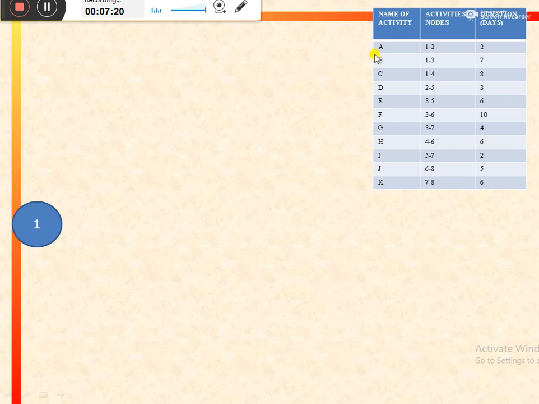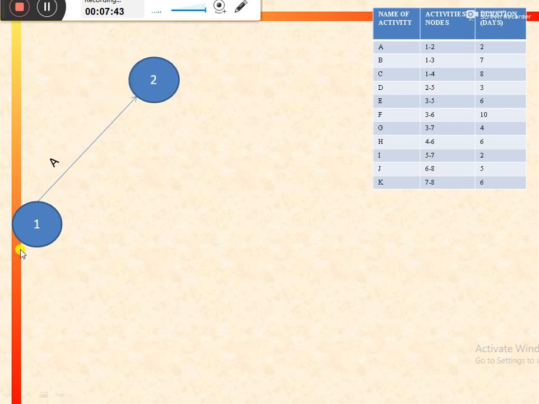As we know that activity A, activity B and activity C are the starting activities of this project, because they are starting from the initial node, or they are starting from node 1. So first of all we will draw the starting activities of this project. These are A, B and C.